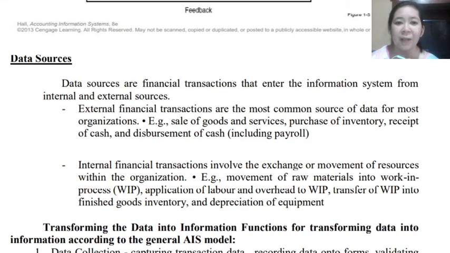For the internal financial transactions, of course, these are the exchange or movements of resources within the organization. So, for example, in production, the movement of raw materials from different divisions will be transformed into work in process and eventually apply labor and overhead to transform it into finished goods inventory. As well as depreciation of equipment and the like. So all the transactions that take place within the organization, these are our internal financial transactions.